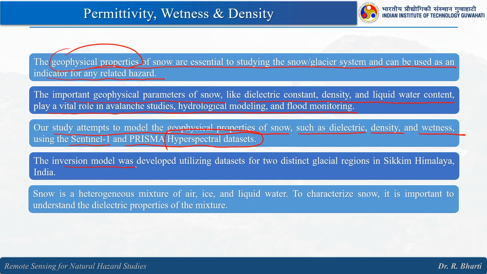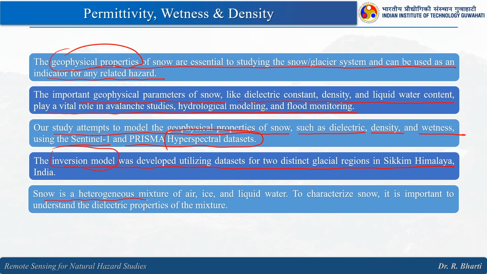The inversion model was developed utilizing datasets for two distinct glacier regions in the Sikkim Himalayas. So, we have South Sikkim and North Sikkim. Both the areas we have considered in our study, and then we have developed an inversion model.